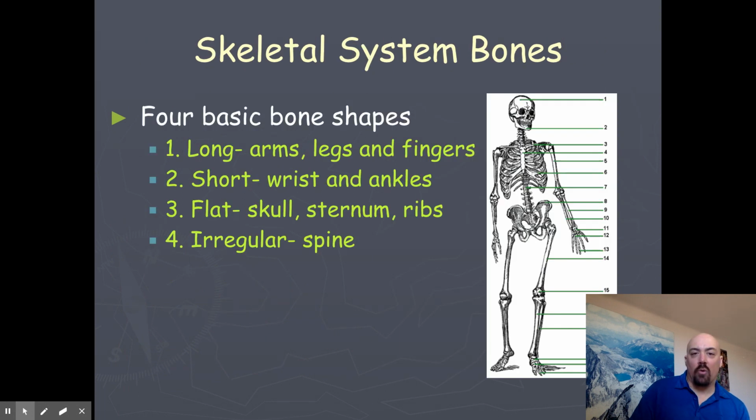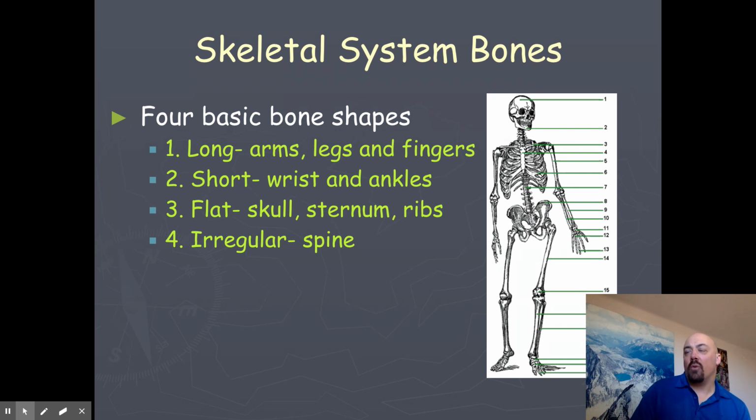When we talk about bones, they usually fall into four main categories of bone shape. What you think of as your arms and your legs and your fingers are what we call long bones. Okay, so they have an end at each end. They usually attach to something, and it provides height. It allows your arms to be long, your fingers to be long. Those are all long bones.